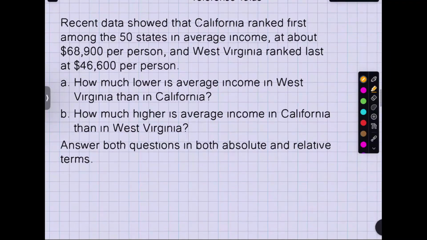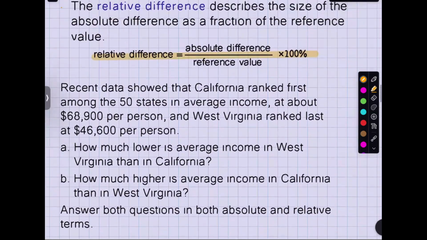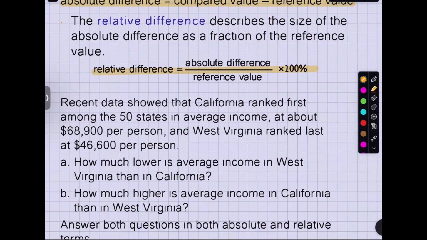Okay. Let's apply those formulas here. Recent data showed that California ranked first among the 50 states in average income at about $68,900 per person, and West Virginia ranked last at $46,600 per person. Do we understand why this is the case?